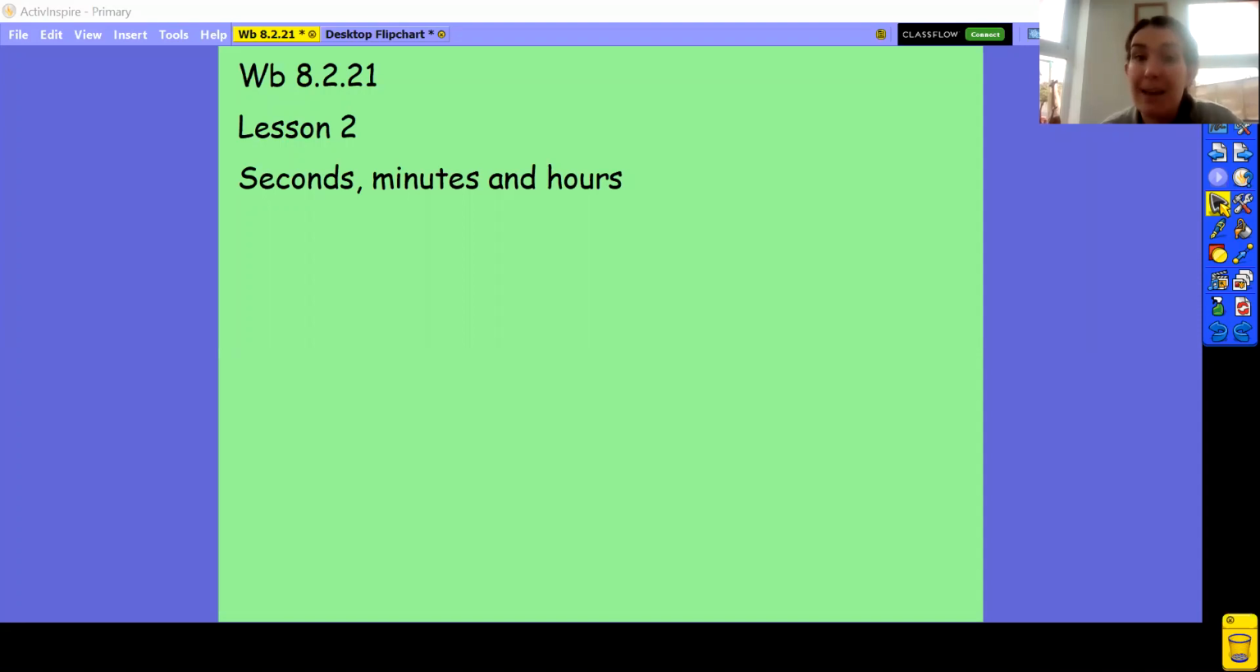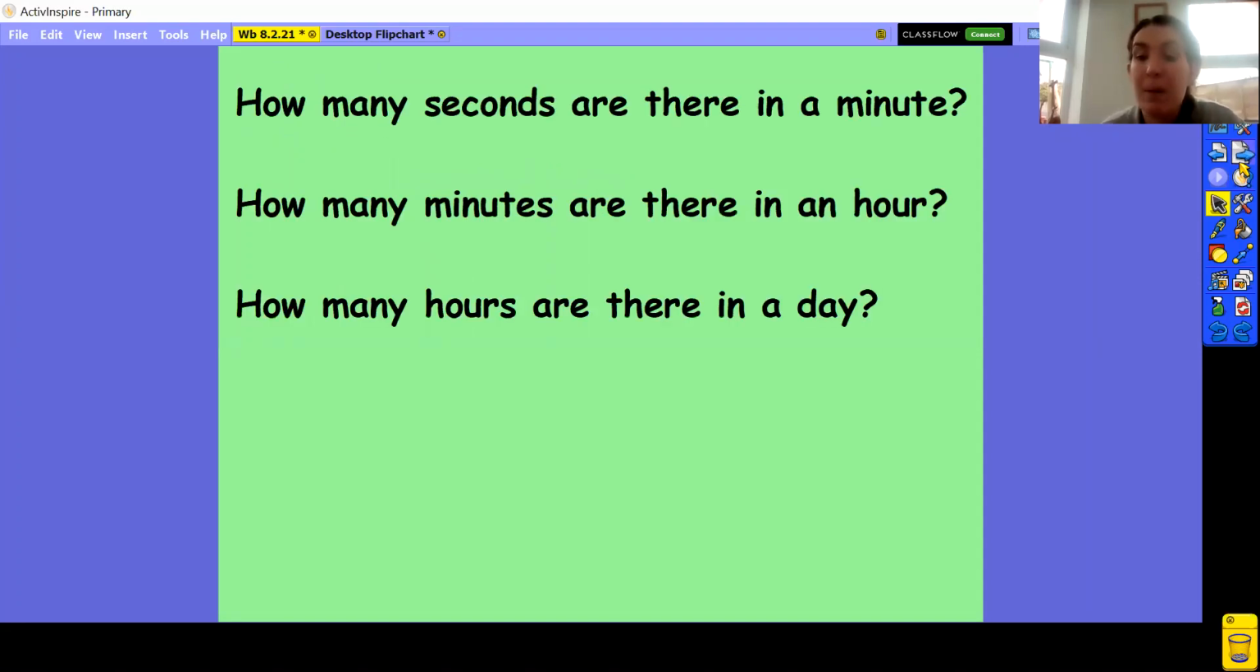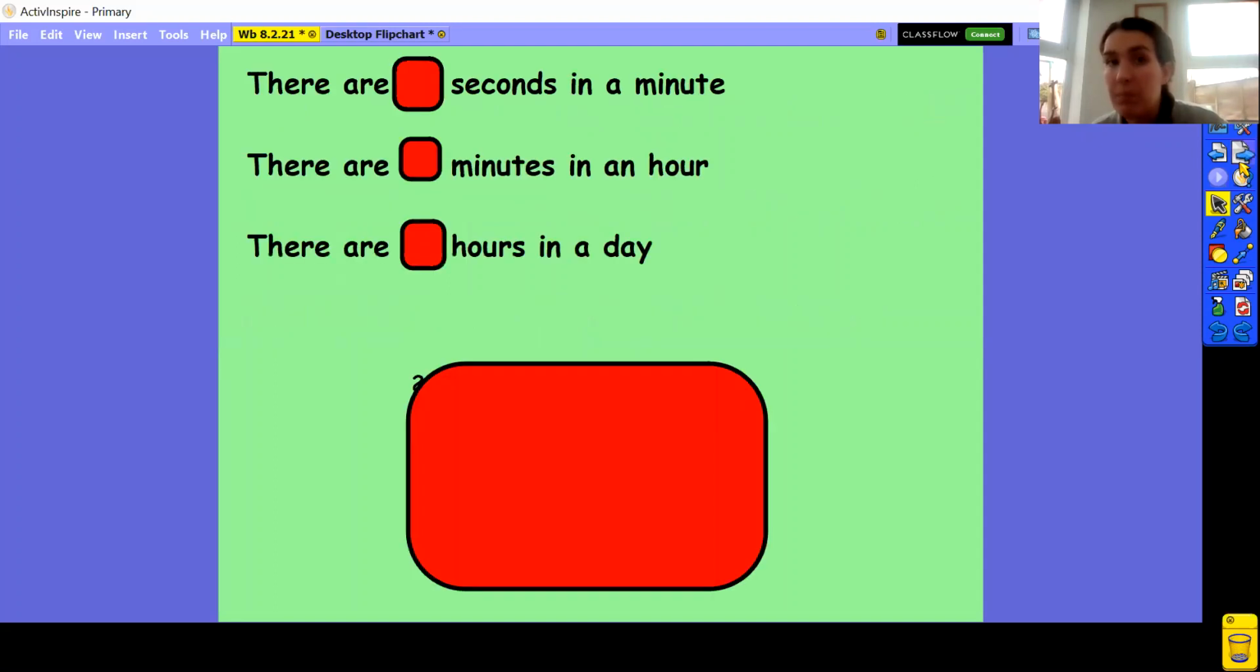Today we're going to be looking at seconds, minutes and hours. And by the end of this lesson, you're going to be able to know how many seconds there are in a minute, how many minutes there are in an hour, and how many hours there are in a day. So, seconds in a minute.